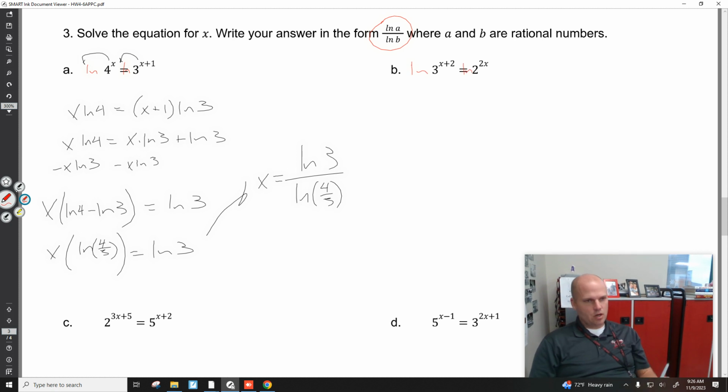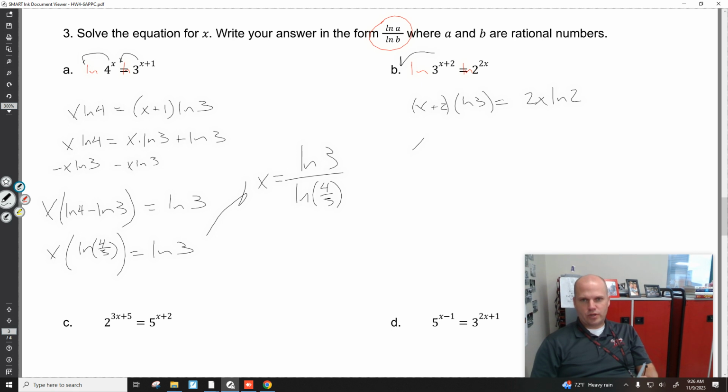Start by taking the log of both sides. You could take the log base 3, you could take the log base 2, but we are going to tell you to write the answers in the form of the natural log of A over the natural log of B. It's just a little bit easier to do using the properties. We get the following.